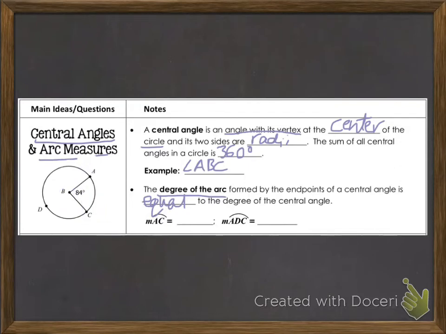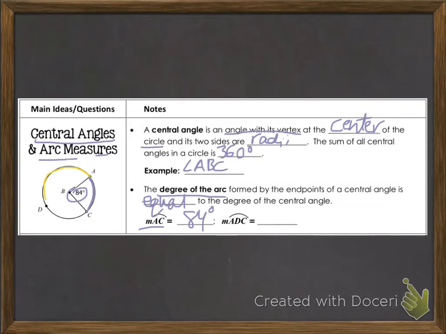So if we're trying to find the measure of arc AC, which would be this arc right here, look at the degree of the angle. So we know that angle ABC is 84 degrees, so therefore the measure of arc AC is going to be 84 degrees.